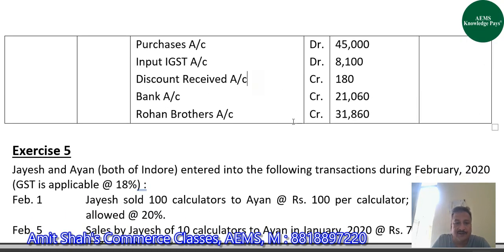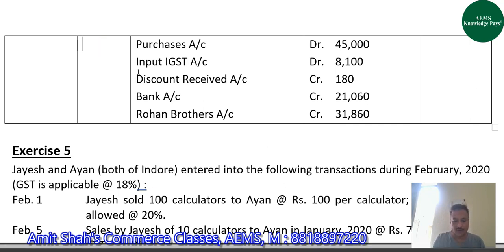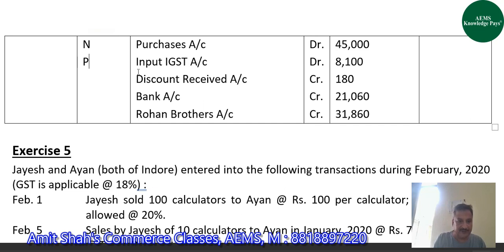Note down the entry, guys. This is a nominal account, this is personal account, this is nominal account, this is personal, and this is personal. If we talk about modern approach, it is occurrence of expense. This is increase in our asset. This is occurrence of income, that is discount received. This is decrease in asset. Why? Because we have made payment by check, and this is increase in our liability towards supplier Rohan Brothers.